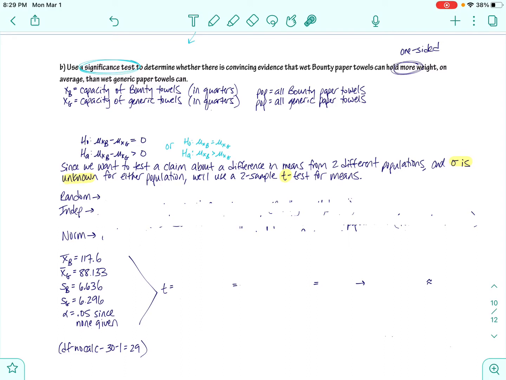Go through your random, your independent, your normal really quick. We do have a random sample. If you want to flip up to the wording of the question, we took 30 of each type of paper towel.